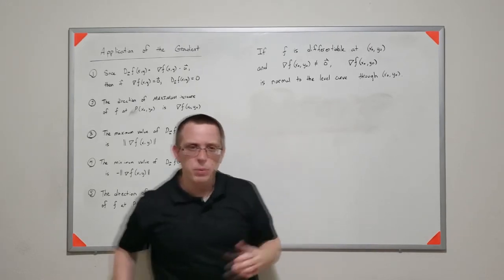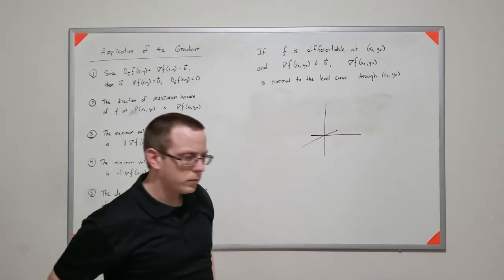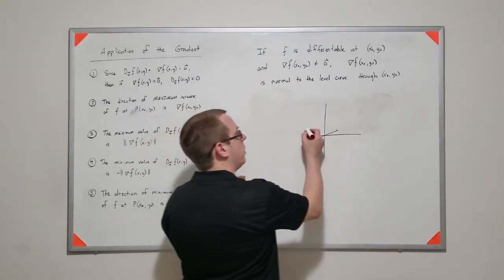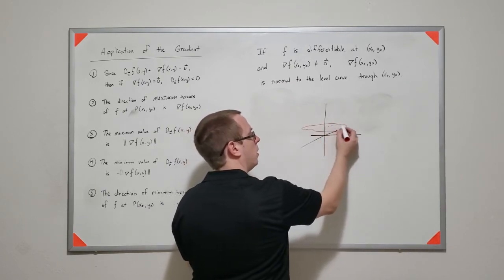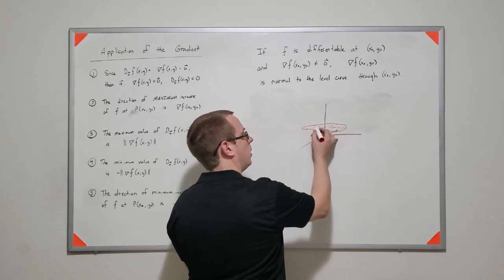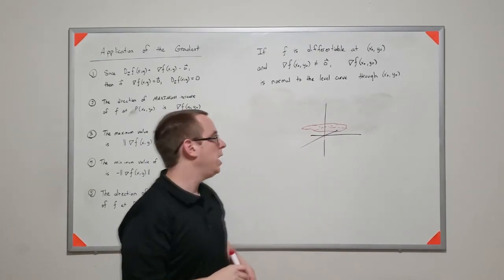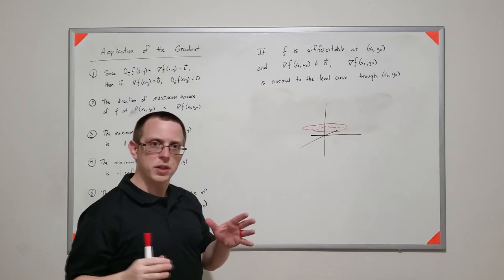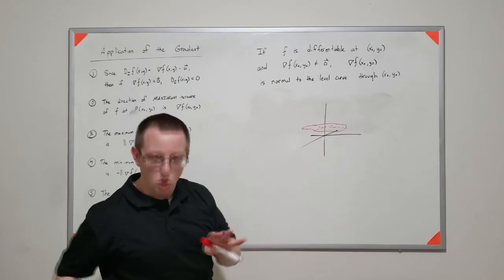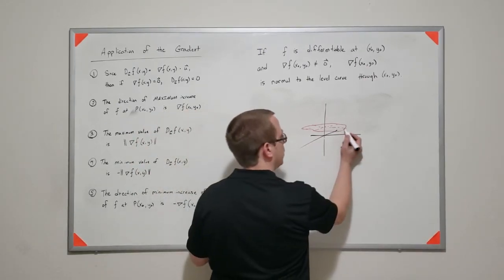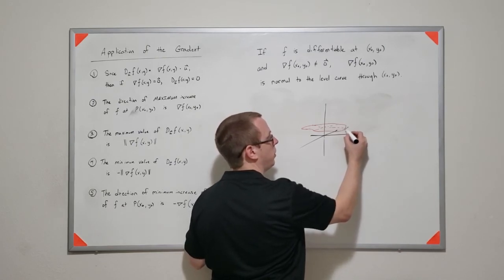I probably should have drawn this beforehand, but I'm going to quickly sketch it for you. If I have some sort of path, and on this path the output value is the same, the z output's the same. And if that were a path along a surface, so if this is just some cross section of the surface, then the gradient along that surface is always normal to it. So it's not tangent to it, it's normal to it.